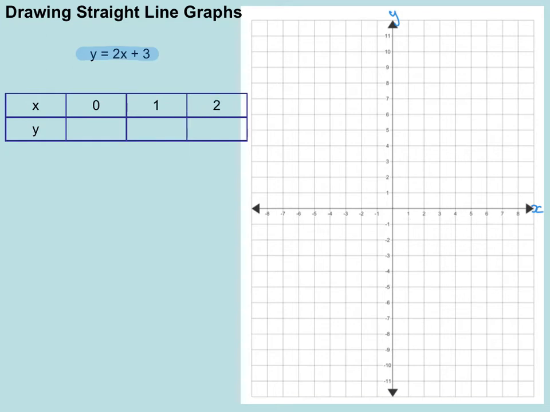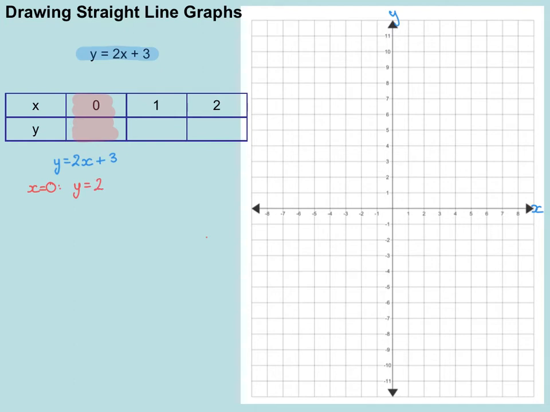Okay, right, so how are we going to work out the y? Well, it's to do with the equation that's there, y equals 2x plus 3. So for this first one here, we have x equals 0 and we want to work out the y. Let me just do this in red. When x equals 0, we're going to do y equals 2.